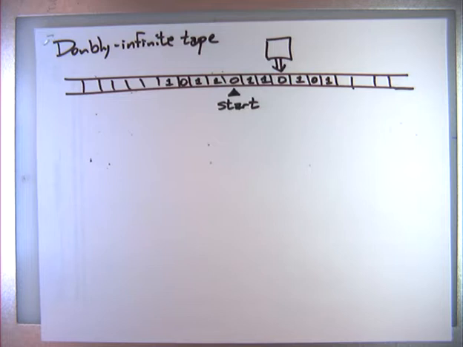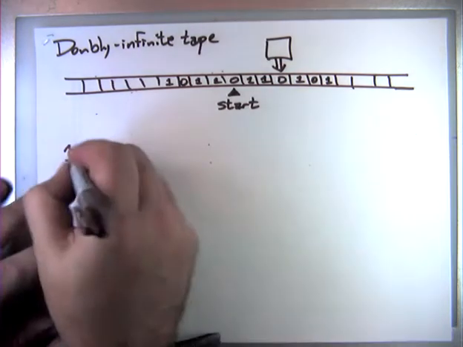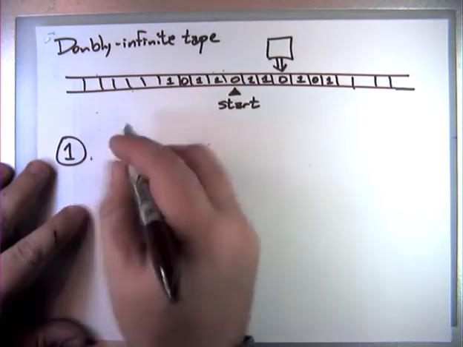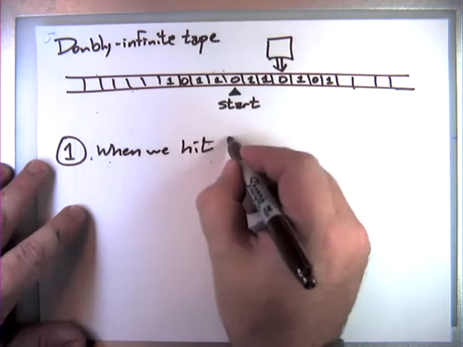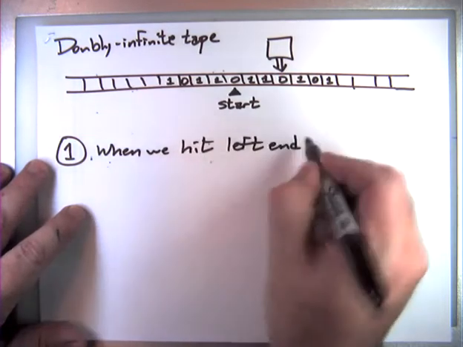Okay, so can you describe to me how you might simulate a machine that has a doubly infinite tape using a machine that has only a tape that's infinite in one direction but bounded in the other? Yeah. Okay, so here's one way to do this: when we hit the left end, shift everything over.